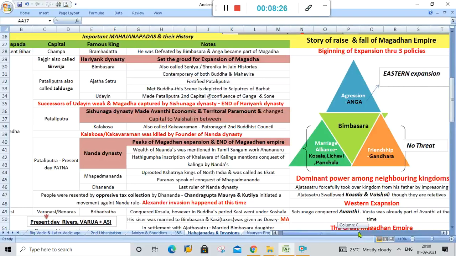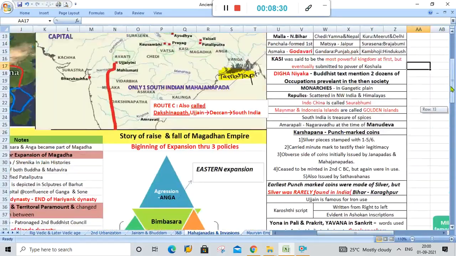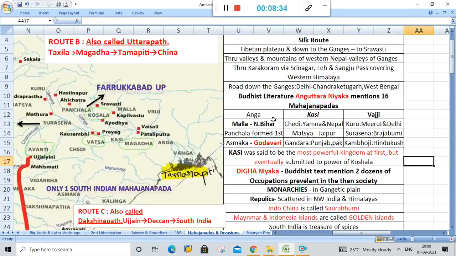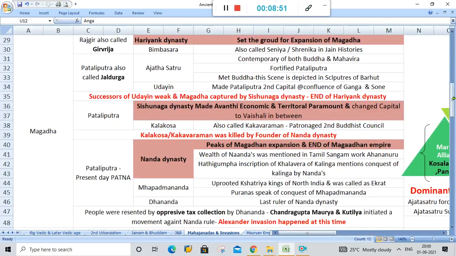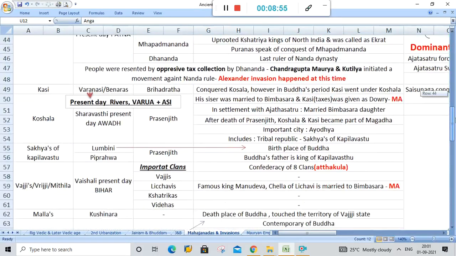There are 12 major Mahajanpadas which are mentioned in the ancient texts. Those Mahajanpadas are Anga, Kasi, Vajji, Malla, Chedi, Kuru, Panchala, Matsya, Surasena, Asmaka, Gandhara and Kamboji. We are going to study the detailed history of all these kingdoms or Mahajanpadas in the next lecture.